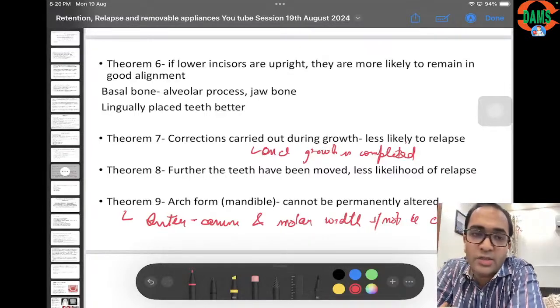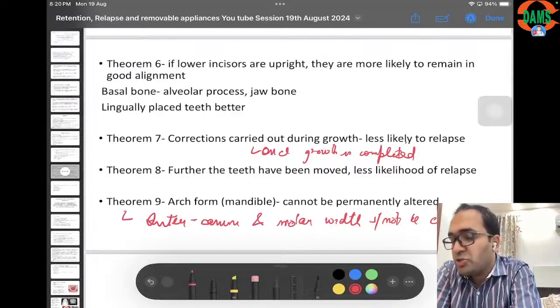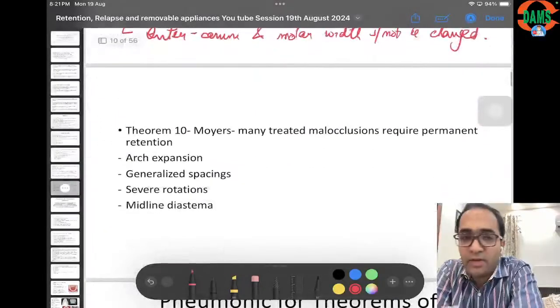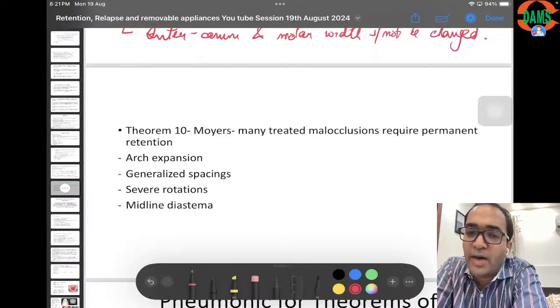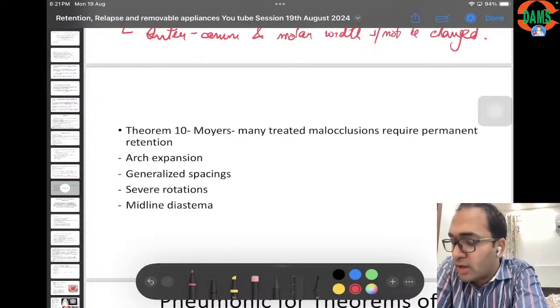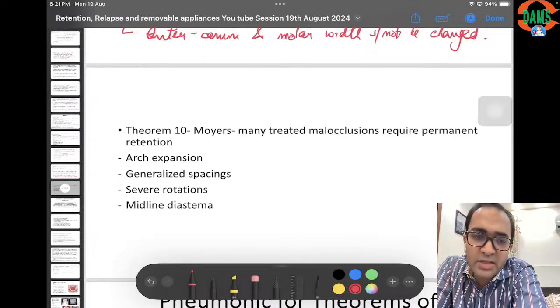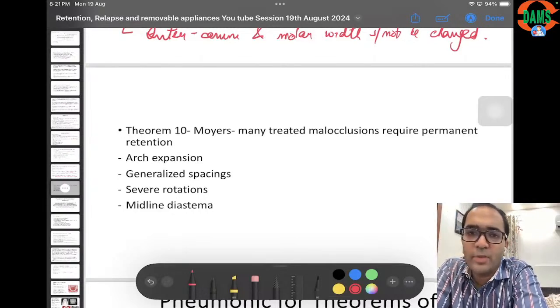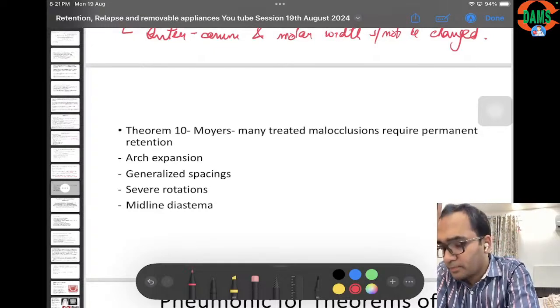So as to have a stable relation. So these are the 9 theorems which were given by Riedel. The 10th theorem, which was given by Morris, was that many treated malocclusions require permanent retention. What are these? Arch expansion, generalized spacings, severe rotations, and midline diastema. We'll come to this concept of semi-permanent, permanent, and no retention in upcoming slides.